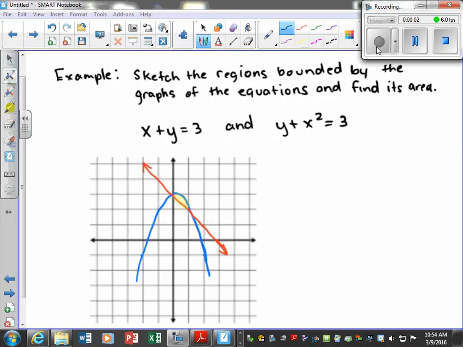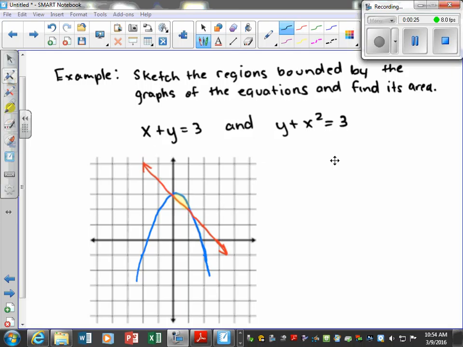Okay, so let's look at another example. Sketch the regions bounded by the graphs of the equations and find its area. So you will be given x plus y equals 3 and y equals negative x squared plus 2. Now I went ahead and did this just ahead of time to save us some time and to try to have a decent graph, but you will have to provide this on your own.